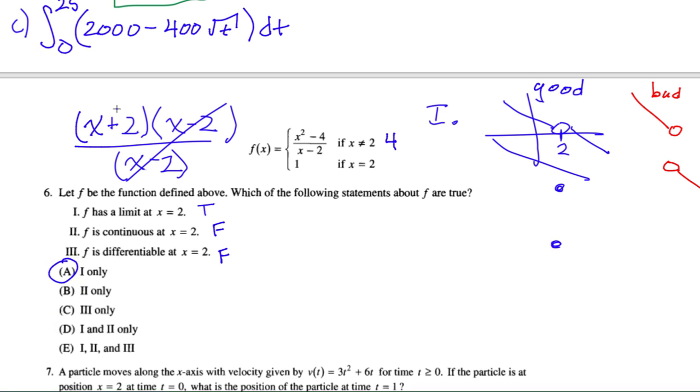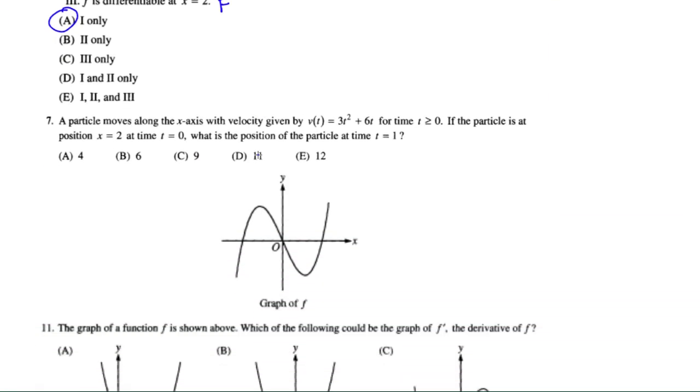Again, this one has a height of 4 because when I plug in 2 to the reduced version, it turns into 4. All right, on to number 7. A particle moves along the x-axis with velocity this thing. If the particle is at position x equals 2, so this is the start. Everyone write this down. That's the start. At time equals 0, what is the position?